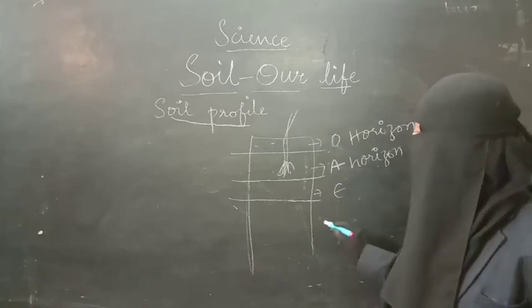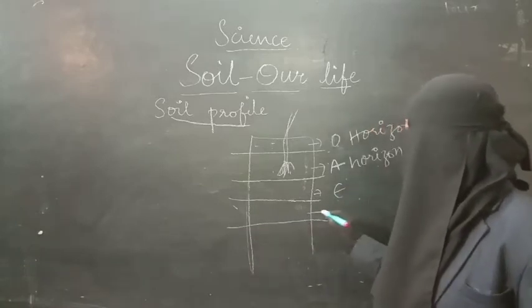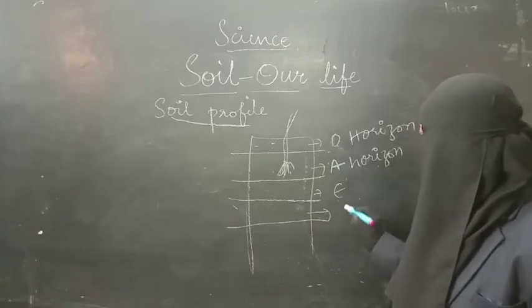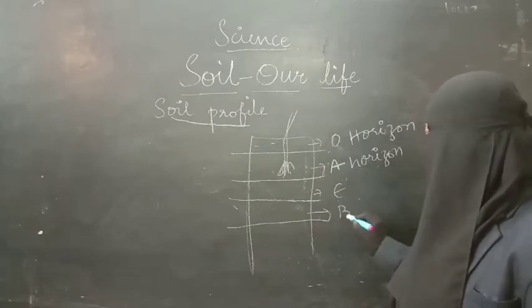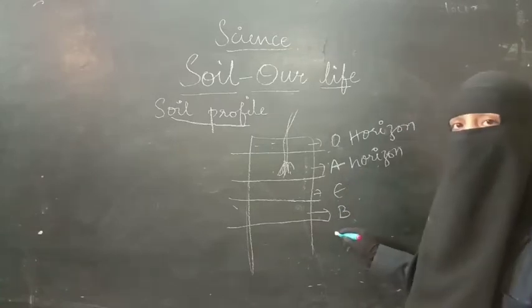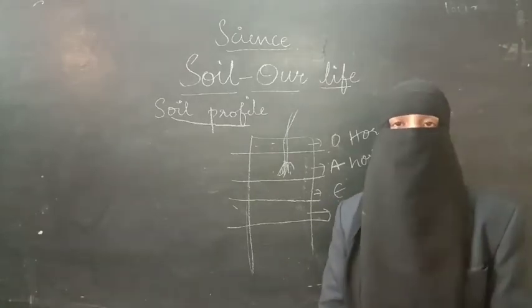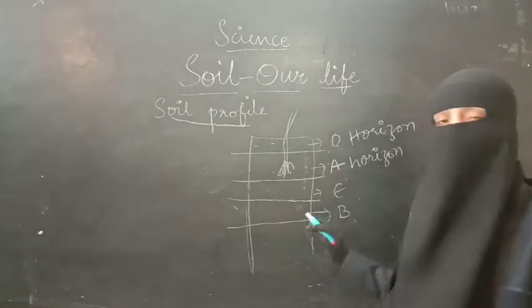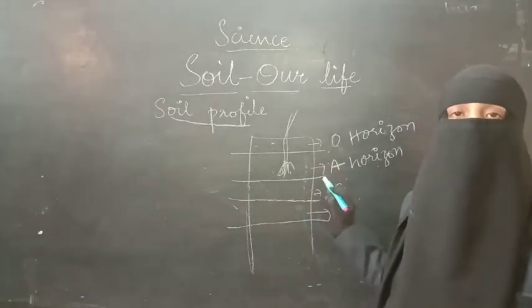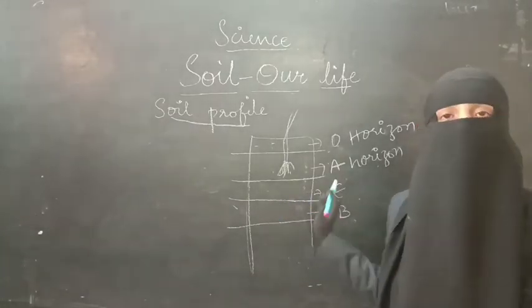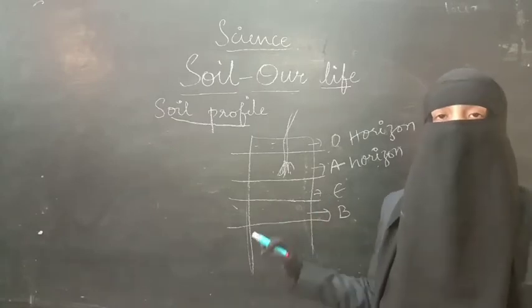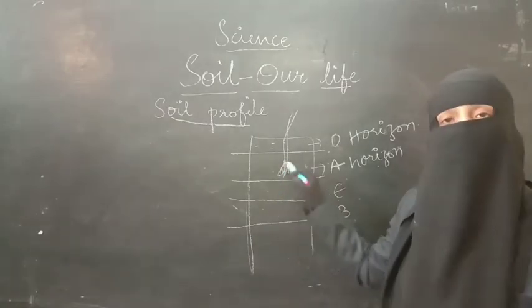E horizon is present in between the A horizon and B horizon. Between A and B, which horizon is present? E horizon. E horizon is also called alluviation layer. This layer is also fertile and it contains sand and silt. If you see the color of this E horizon, it is light in color compared to the other horizons.